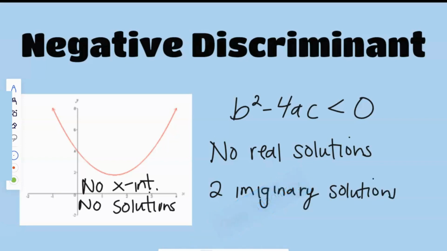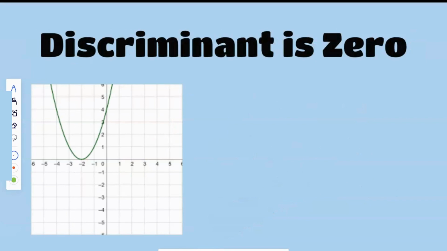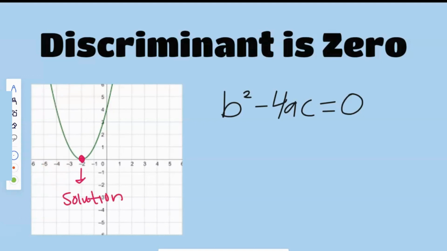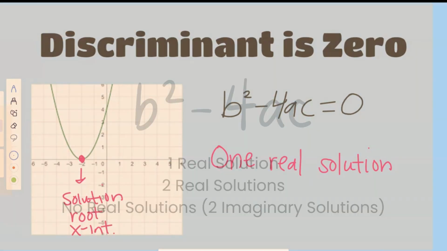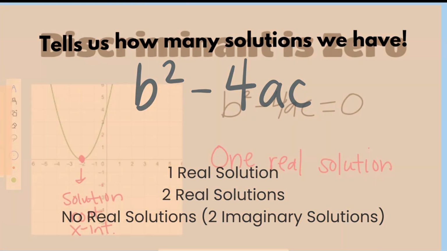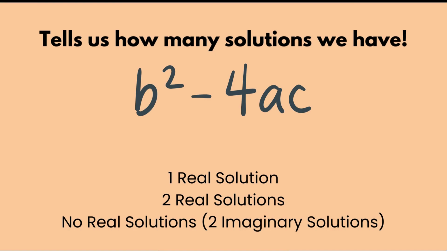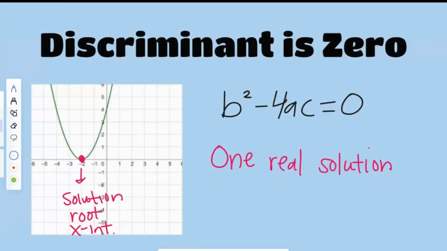And finally, the third case is if your discriminant is equal to 0. So b squared minus 4ac equals 0. This tells us that we have one real solution, or root, or x-intercept. The real part means that we're in the real number system, not the complex number system. And that's what we use the discriminant for. It tells us if we have real solutions or imaginary solutions.